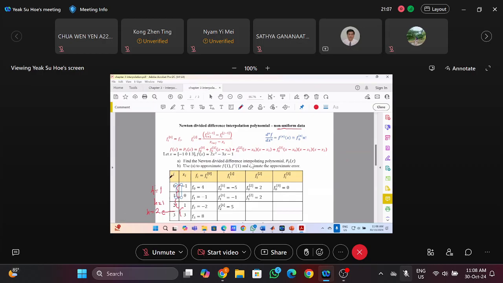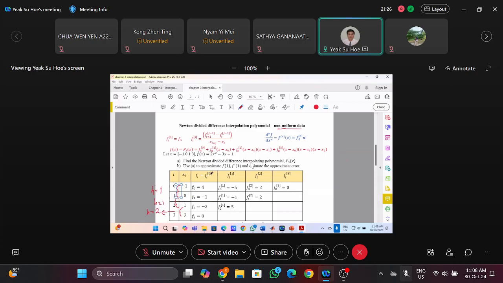So once they can apply for non-uniform data, then the uniform data also should be no problem. So it means that if your S increments are the same, then it can also apply, because the Newton divided difference can apply for non-uniform. So it means a very complicated data it can apply. Then the simple data, it means uniform data, should be no problem. So this is a solution.